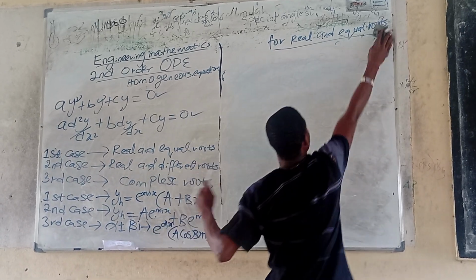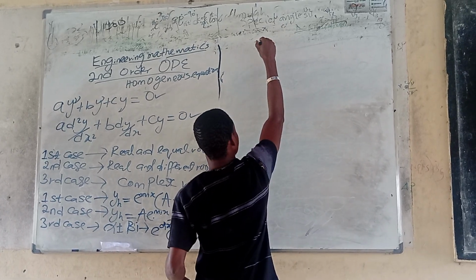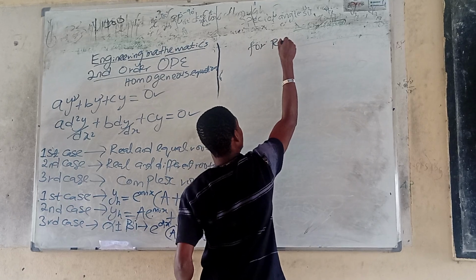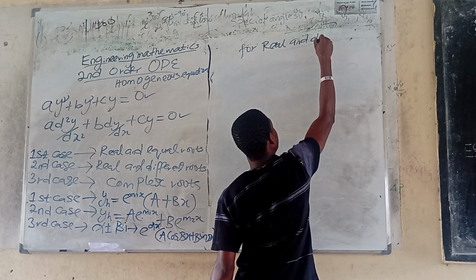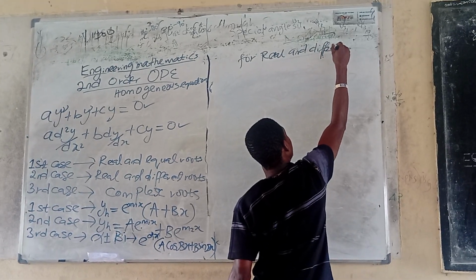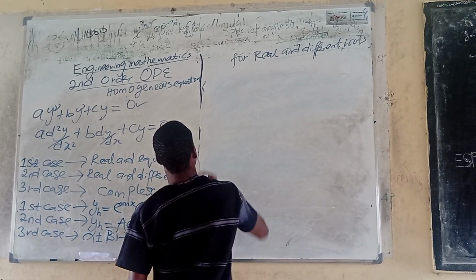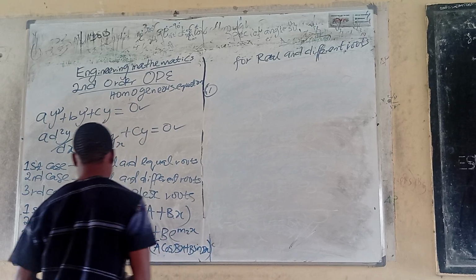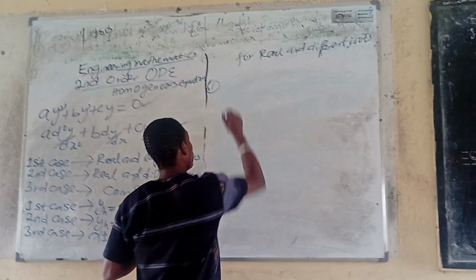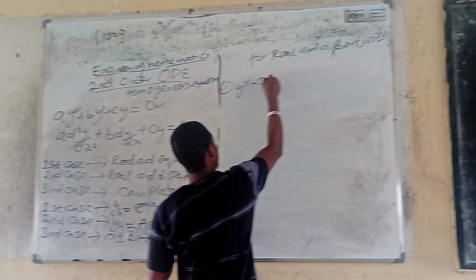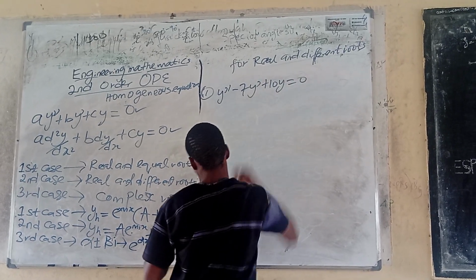For real and different root. So the first question we have is y prime prime minus 7y prime plus 10y equals 0.